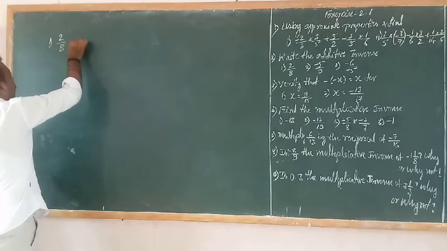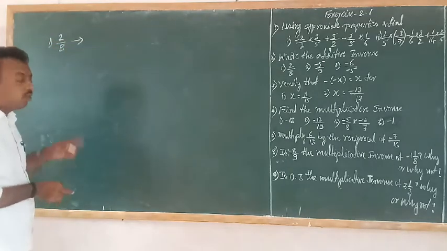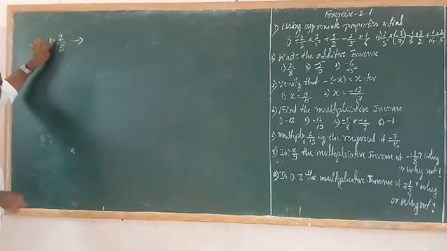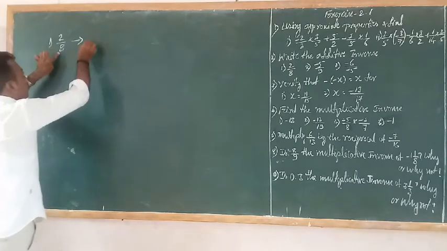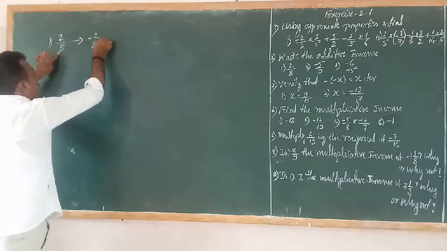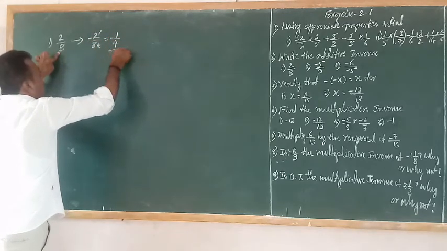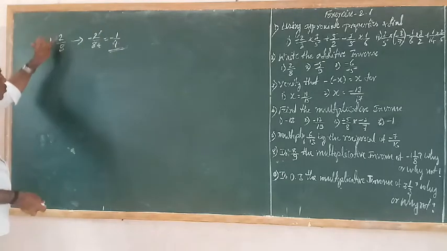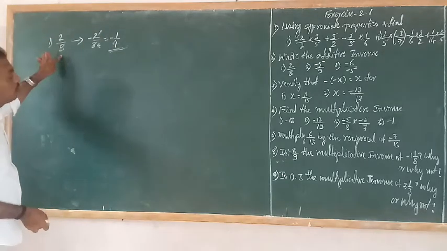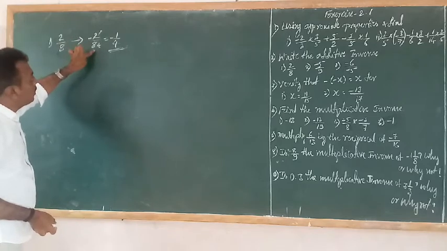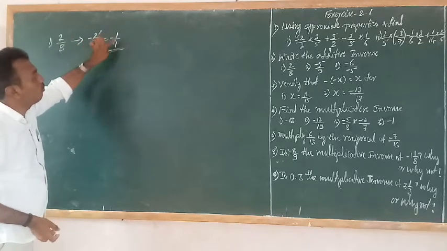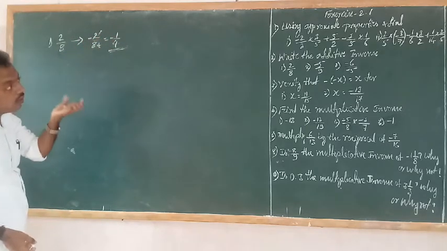See, in the additive inverse, the first question, 2 by 8. What is the additive inverse of 2 by 8? So which sign is there? Plus sign is there, plus 2 by 8 is there, so minus 2 by 8. So what is the simplest form? 2 ones are 2, 2 fours are 8, minus 1 by 4. This is the simplest form. So the additive inverse of 2 by 8 is minus 2 by 8, and simplified, minus 1 by 4. Got it? So only the sign we have to change.